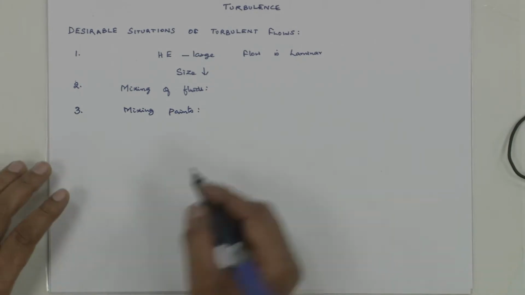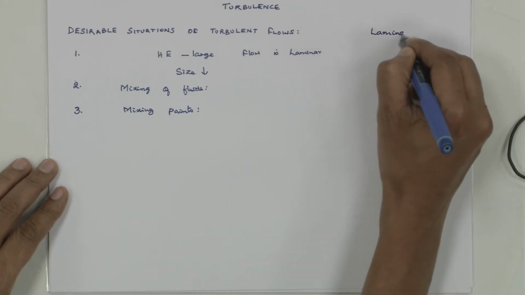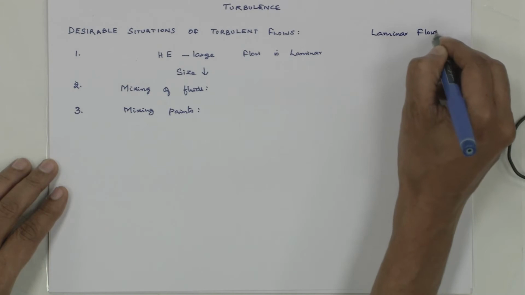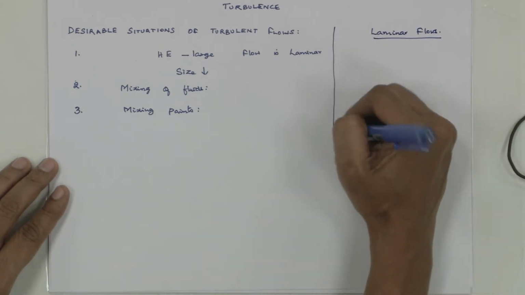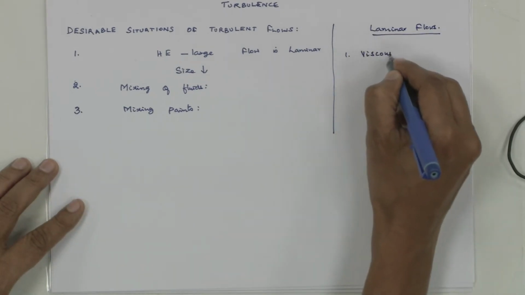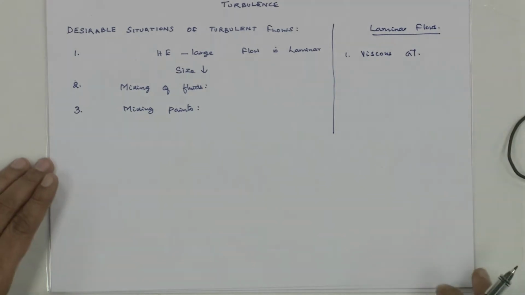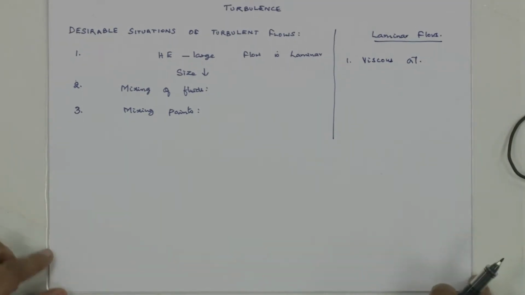Now, but then is laminar flow desirable? Yes, there are a few situations where flow is inherently laminar. You cannot make it turbulent. For example, you are pumping highly viscous oil. It will be inherently laminar, otherwise the pumping power would go up very large.